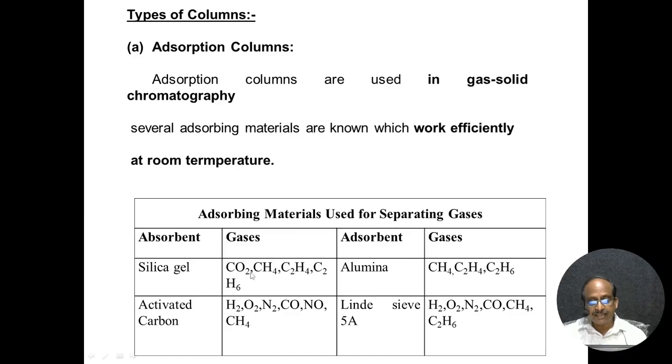Silica gel gases are carbon dioxide, methane, ethane. Activated carbon adsorbent gases are hydrogen, oxygen, nitrogen, carbon monoxide, and methane. Adsorbent alumina gases are methane and ethane, that is C2H6. Molecular sieve 5 angstrom gases are hydrogen, oxygen, nitrogen, carbon monoxide, methane. Likewise, we use different adsorbents for different gases.